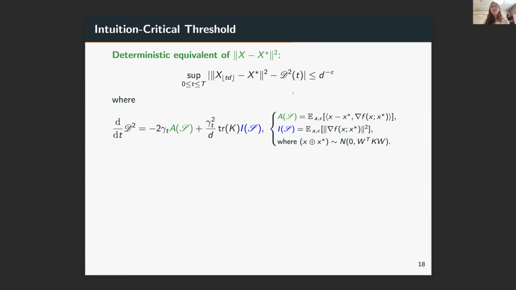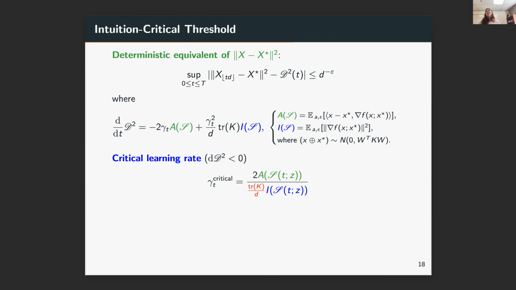Again, the way you create this deterministic function, you just apply Ito calculus to it. That's all I did. I just did Ito calculus on homogenized SGD, and you get two terms, A and I. A you can re-represent as an expectation, and I also as an expectation over your data. The way you want to interpret this is that the A term is like gradient descent or gradient flow. The second term, the gamma t squared term, with the trace of K, is really representing the noise of SGD. That's the effect of SGD happening.